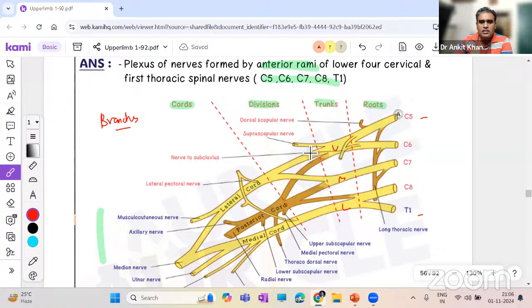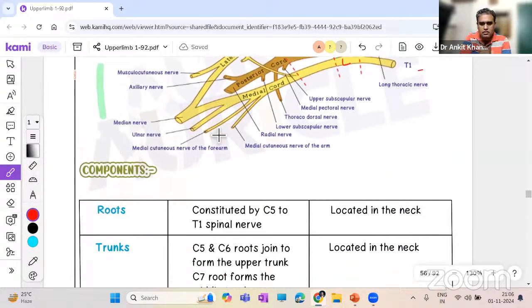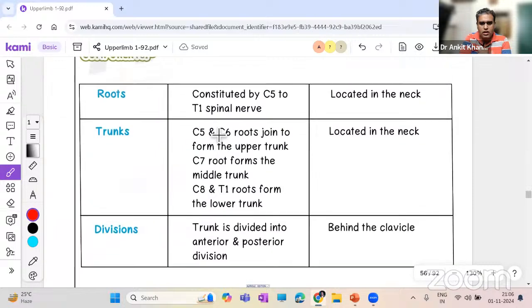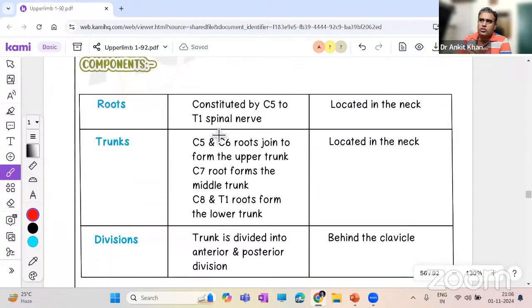Then each trunk you can see is dividing into two divisions, so total six divisions, ventral and dorsal, and these divisions form the chords, that you'll understand. Okay, I'll make another way for you. Just look at this table first of all. Then I'll show you how the chords are formed after this particular flowchart. So roots are located in the neck because they're coming out of the vertebral column.